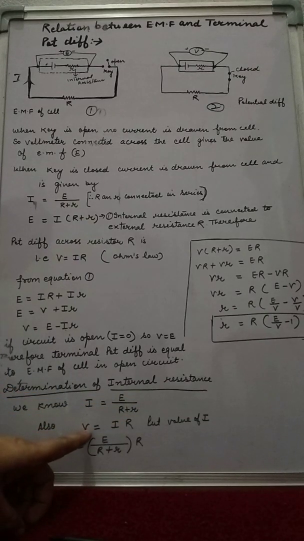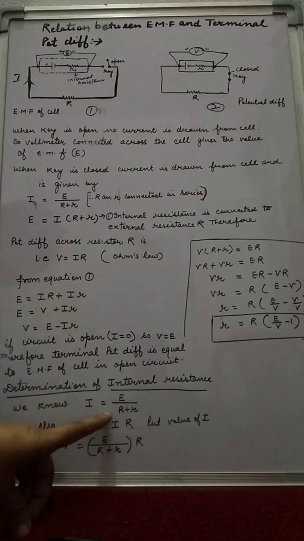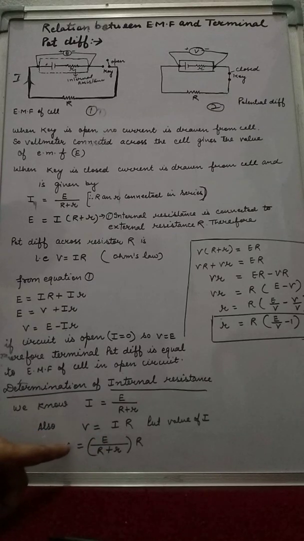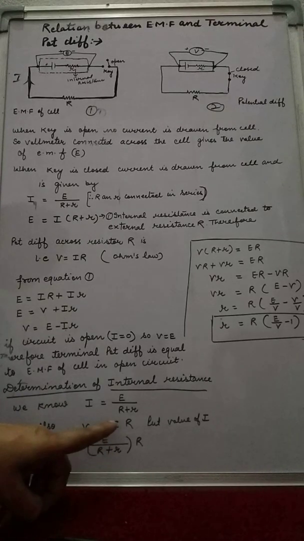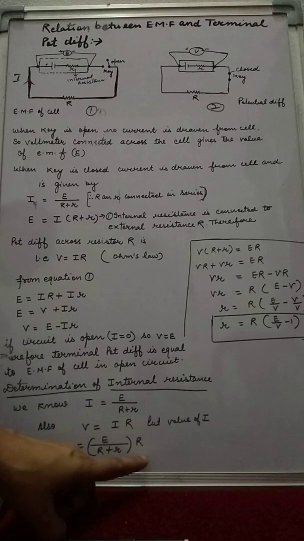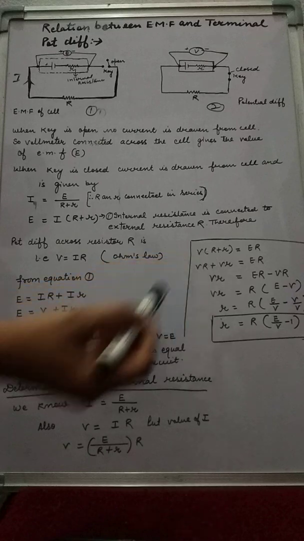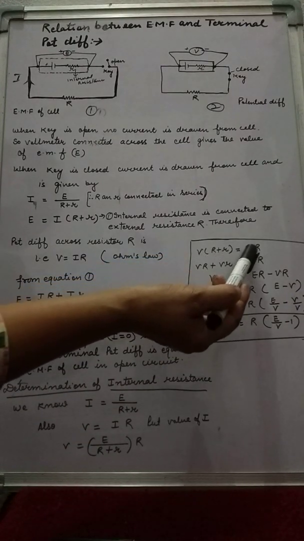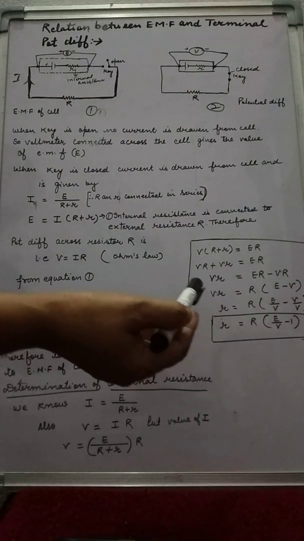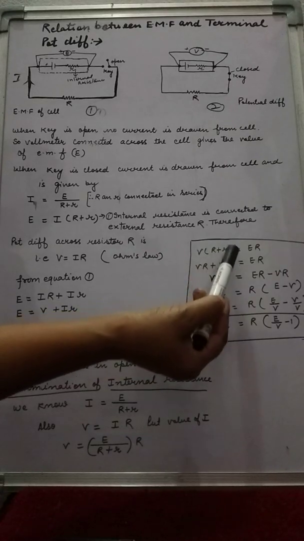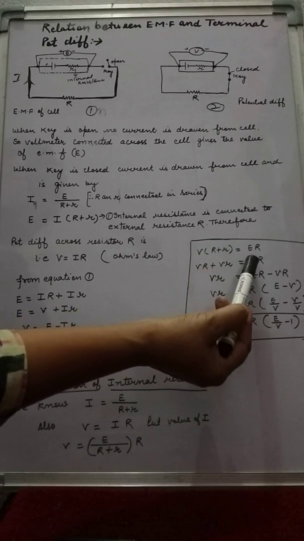R plus r, and again V is equal to IR. Put the value of I in this equation. I is equal to E upon R plus r. Put here V is equal to E upon R plus r, in place of I, into capital R. So from here, bring this term to this side. V into R plus small r is equal to ER.